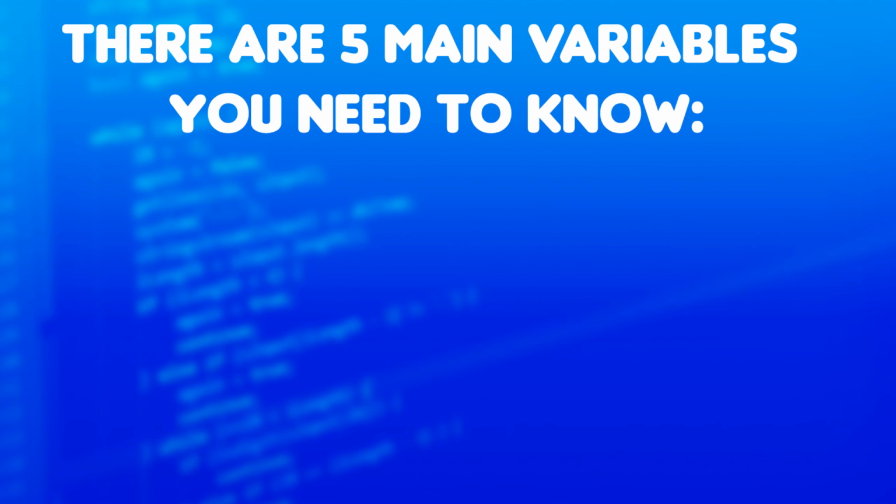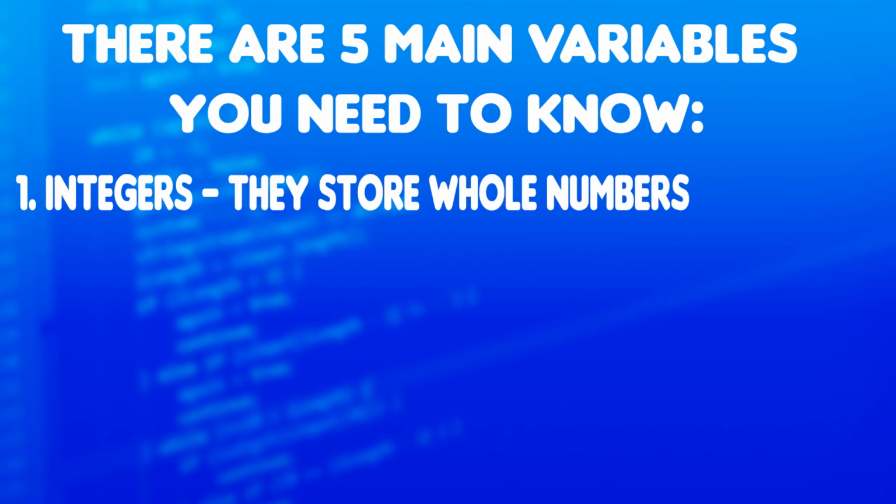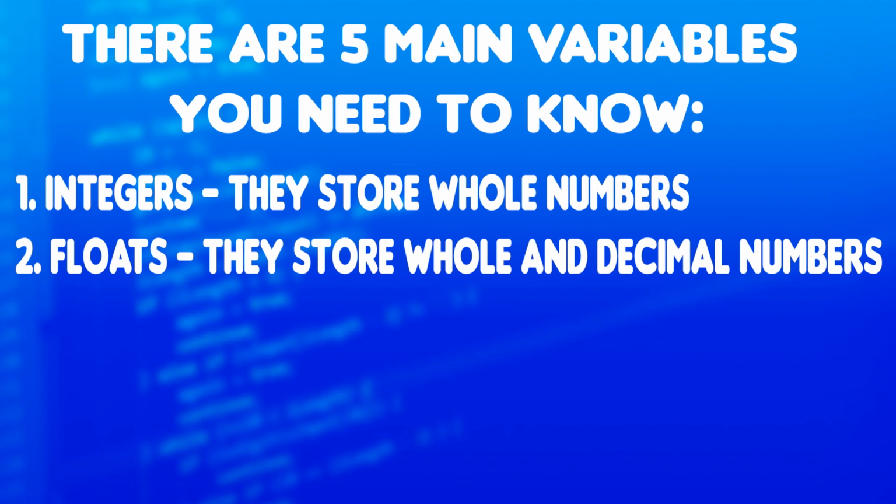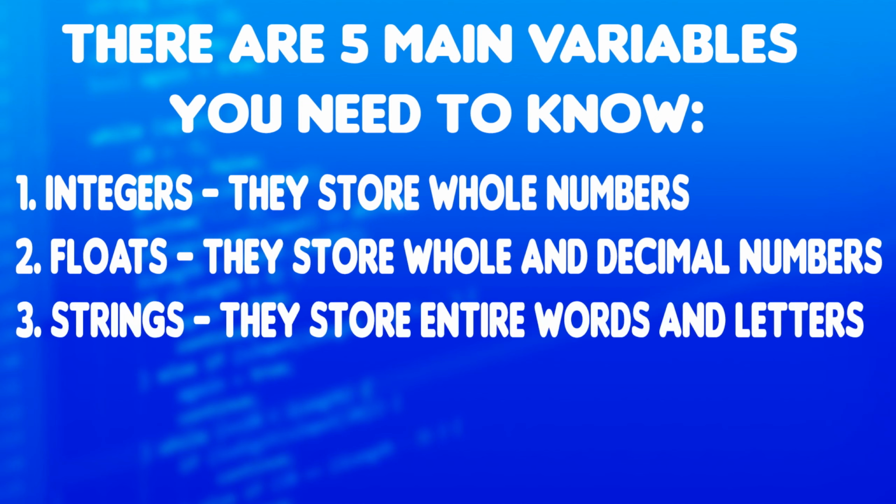Now, there are 5 main distinctive types of variables that you need to know. The first one is integers. They store only whole numbers, not numbers with decimals or fractions. The second one is float. They can store whole numbers, as well as decimals or fraction numbers. The third one is string. They can store multiple letters or characters, which means they can store multiple words.